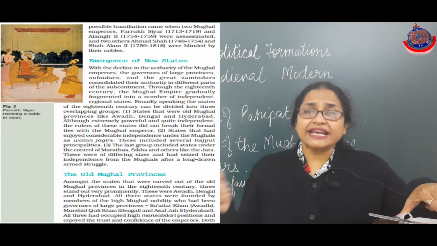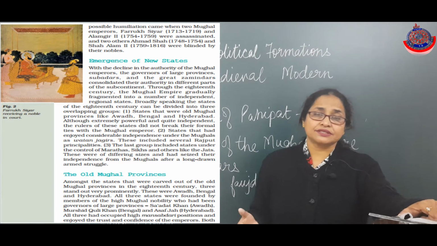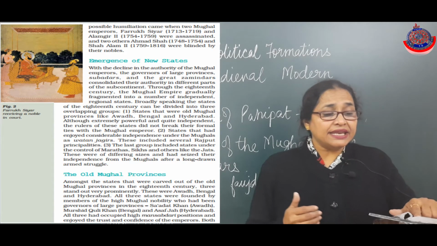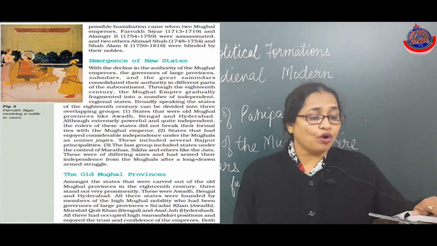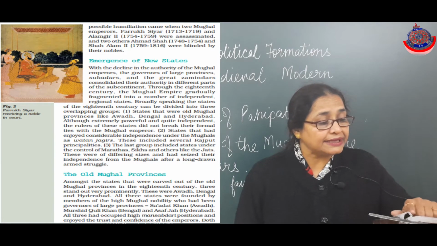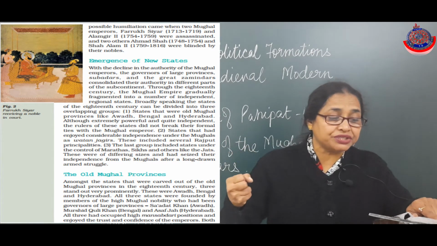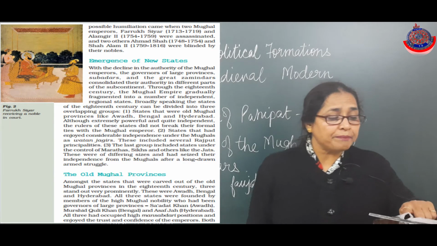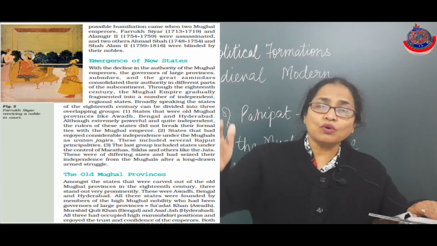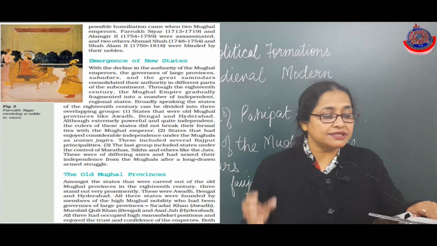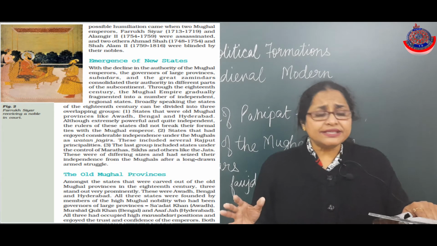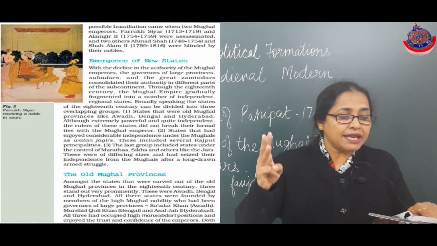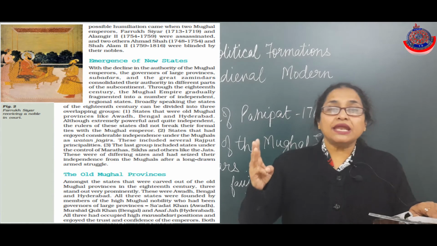Now, switching over to the next heading: what happened after this? Obviously, the emergence of new states. With the decline in the authority of the Mughal emperors, the governors of large provinces, the Subadars, and the great Zamindars consolidated their authority in different parts of the subcontinent. Through the 18th century, the Mughal Empire gradually fragmented, meaning it broke down into a number of independent regional states. Broadly speaking, you can divide the states of the 18th century into three main groups.